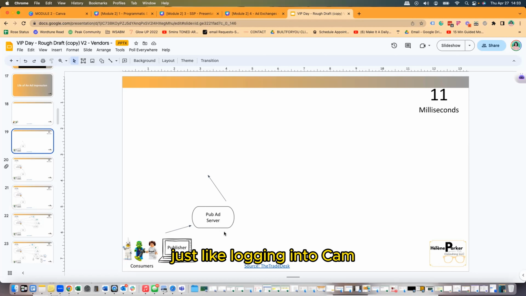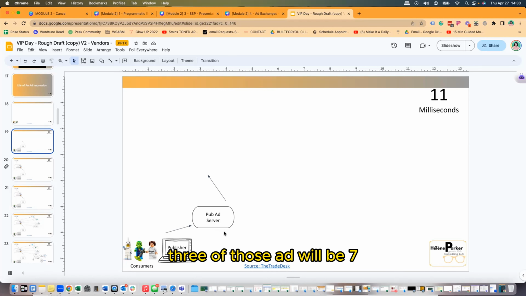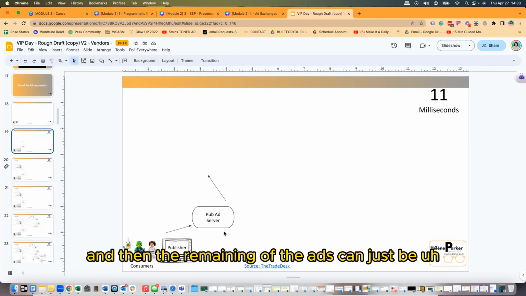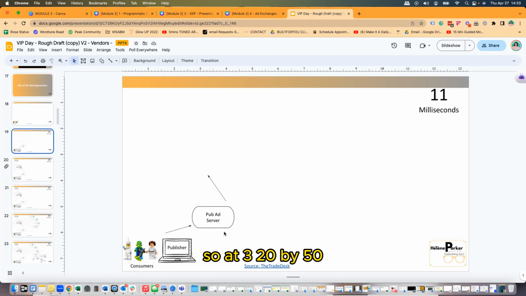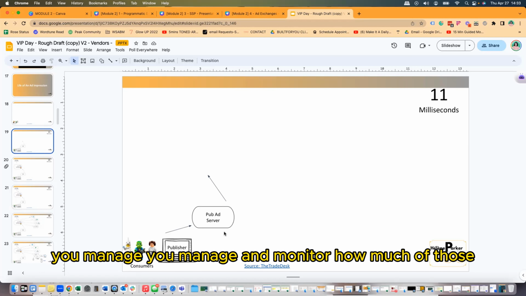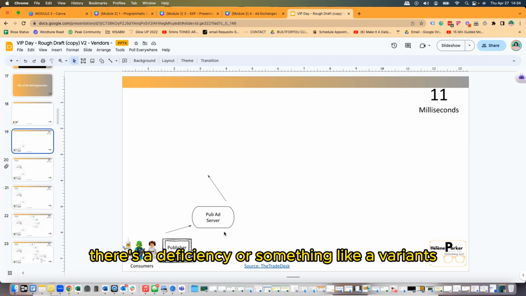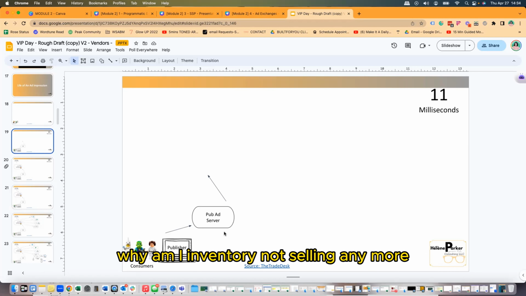And sometimes it looks exactly like logging into the system and manually inputting, like on my homepage, I can place 10 ads. 5 of those ads would be 300 by 250. 3 of those ads will be 728 by 90. And then the remaining ads can just be, I don't know, whatever it is, say 320 by 50, which is mobile ads or whatnot. And so you manually do that, and you manage and monitor how much of that space is being filled and why or why not. And if it's not being filled fast enough, or there's a deficiency or a variance, you can reach out to your SSP and say, hey, why is my inventory not selling anymore?